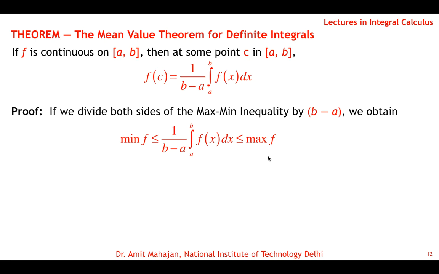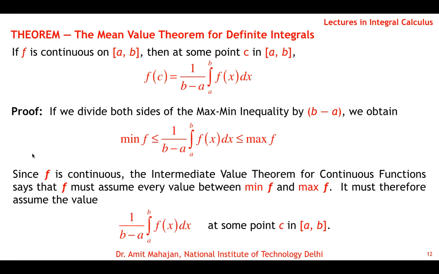Since the function is continuous on the interval, by the intermediate value theorem for continuous functions that we studied during the differential calculus course, the function must assume every value between min f and max f. So it must therefore assume the average value at some point c in the interval [a, b]. That means f(c) must be equal to this average value for at least one point c in this interval. So this is the mean value theorem for definite integrals.